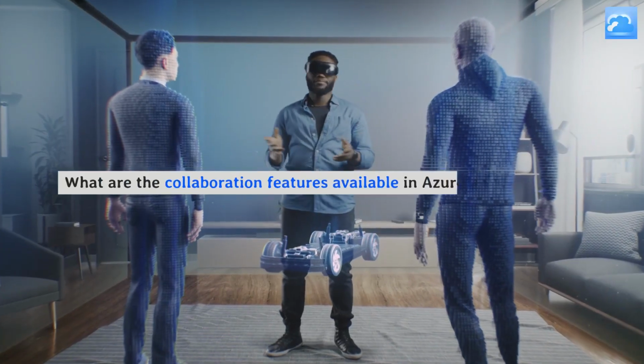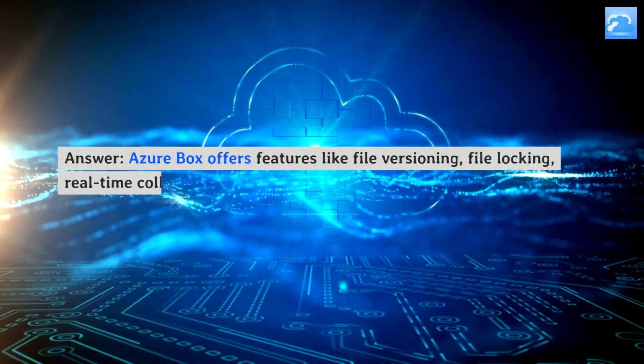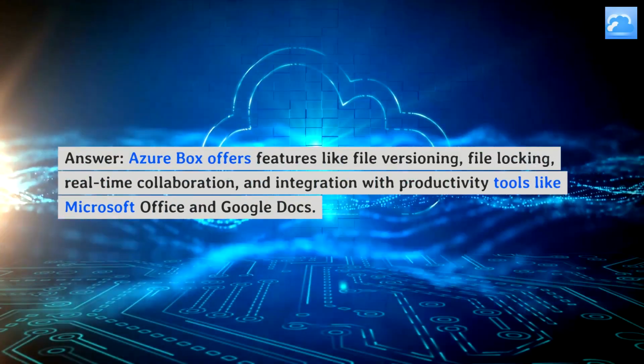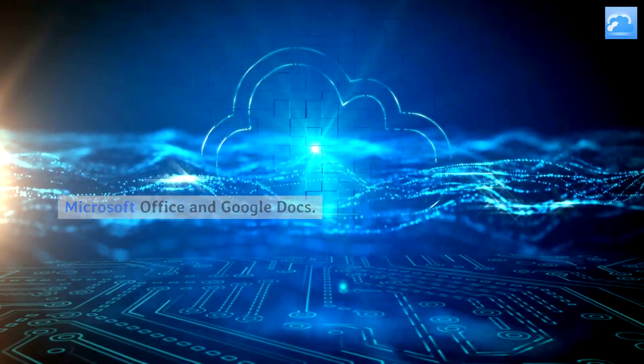What are the collaboration features available in Azure Box? Answer. Azure Box offers features like file versioning, file locking, real-time collaboration, and integration with productivity tools like Microsoft Office and Google Docs.